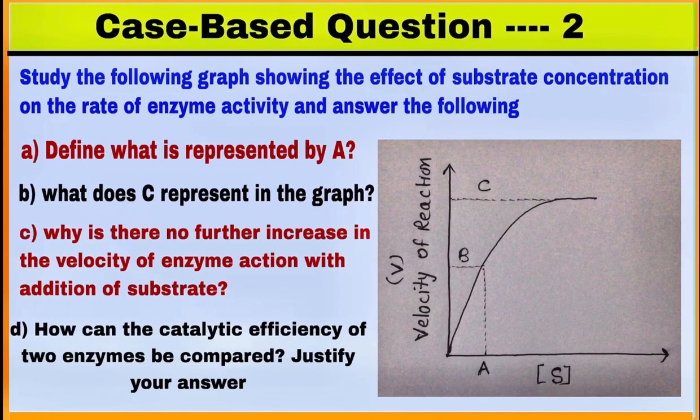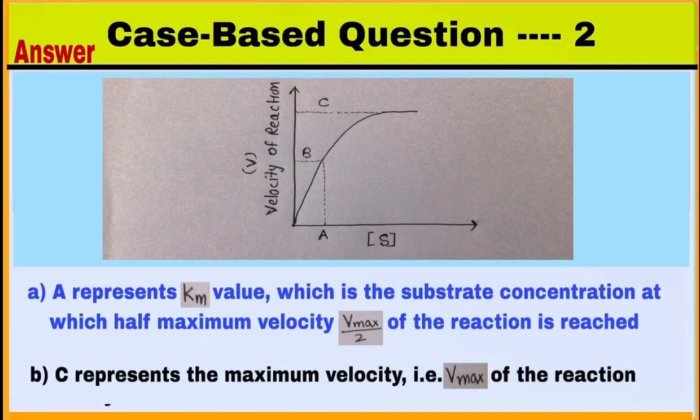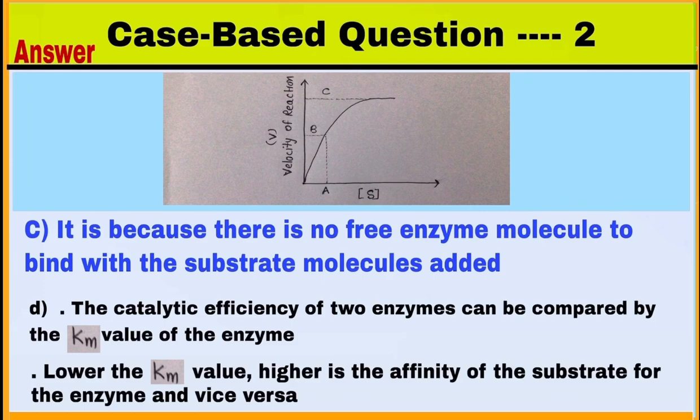Case number 2. Here you have to study the graph given showing the effect of substrate concentration on the rate of enzymatic activity and then answer parts A, B, C and D of the question. Here in the graph, A represents the Km value, B represents half of Vmax or half of maximum velocity, and C point represents Vmax or maximum velocity of the reaction. Find here the answers of part C and part D of the question.